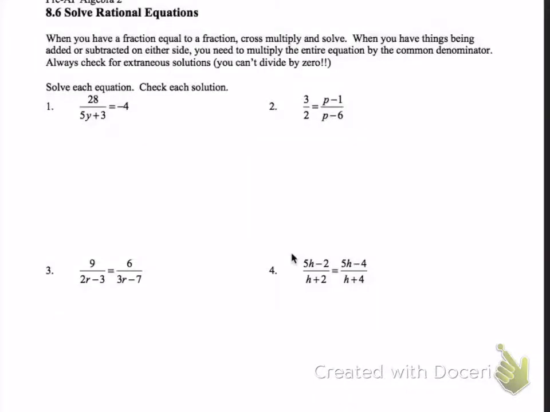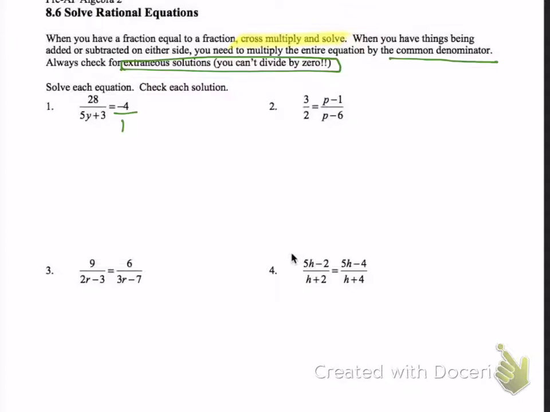All right, for 8.6, so when you have a fraction equal to a fraction, we are just cross multiplying and solving. So this one is a little bit easier. Remember that, like on number 1, if it were -4, you would pretend that it had over 1, and then you would cross multiply. When you have things being added or subtracted on either side, you need to multiply the equation by the common denominator, and always check for extraneous solutions. So something could have an extraneous solution when you divide by 0. So from the multiplying section, remember that the denominator cannot equal 0.